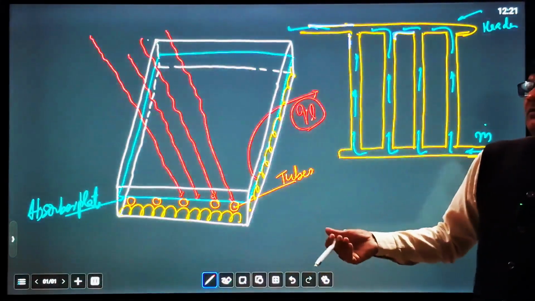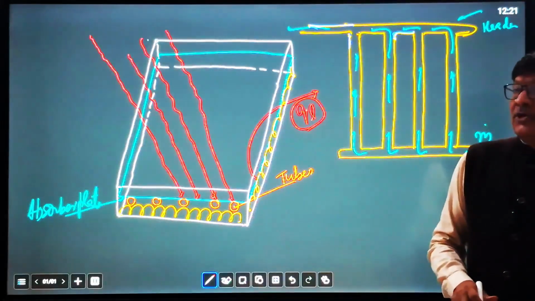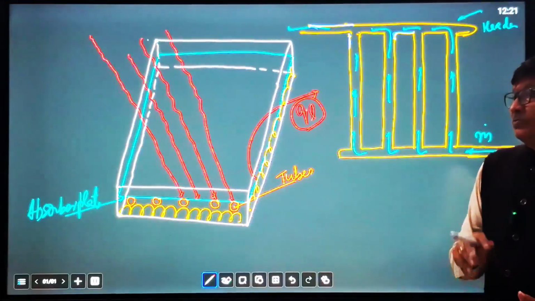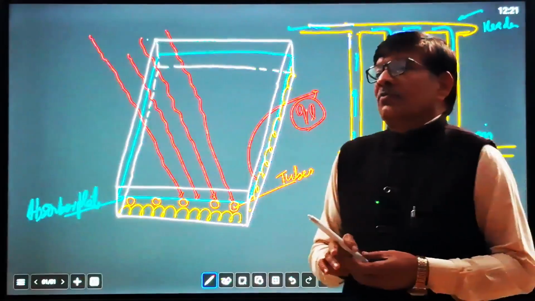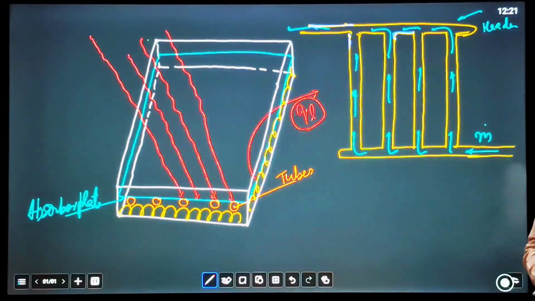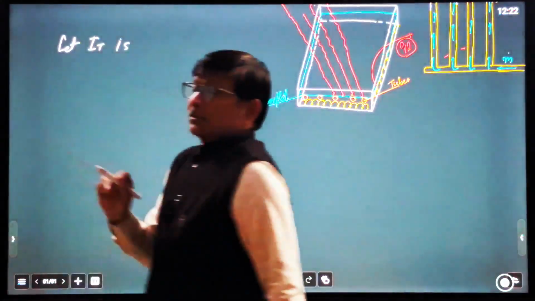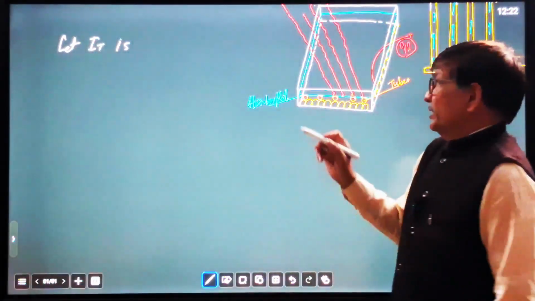So some radiation, in spite of having proper insulation, some heat loss will take place due to the temperature difference between the surrounding and the absorber plate. So that analysis we are going to discuss here. To take a small figure, IT is the solar radiation coming on the cover plate.